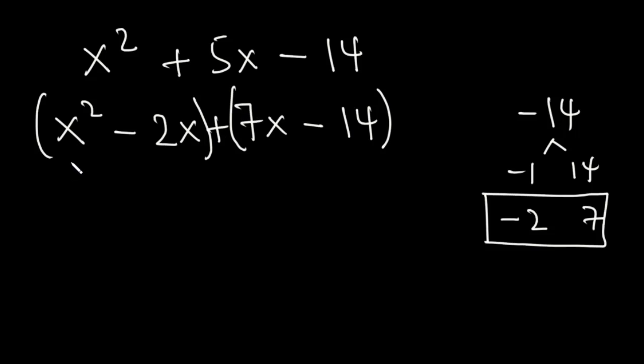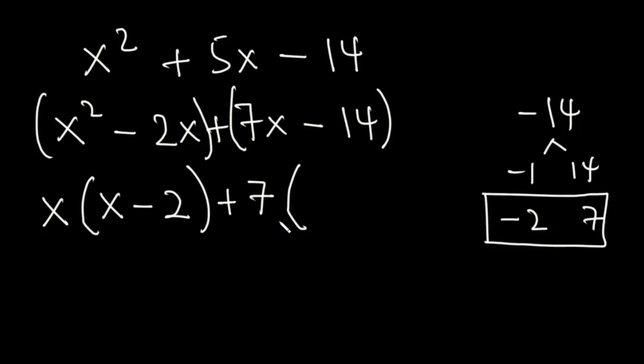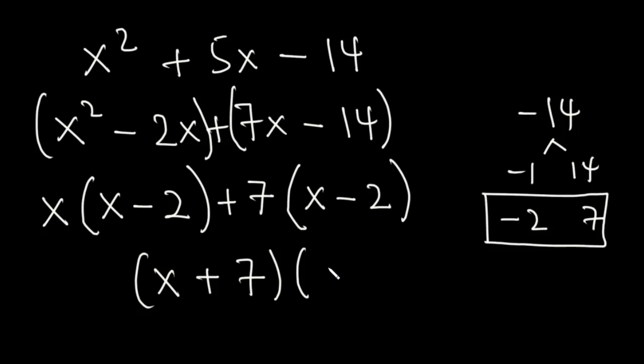The greatest common factor between x squared and negative 2x is x. So we have x on the outside, and then x squared divided by x is x. Now 2x divided by x is 2. The greatest common factor between 7x and 14 is 7. So we have 7 on the outside, and then we have x minus 2 inside the bracket. So the final expression is going to be x plus 7 times x minus 2.